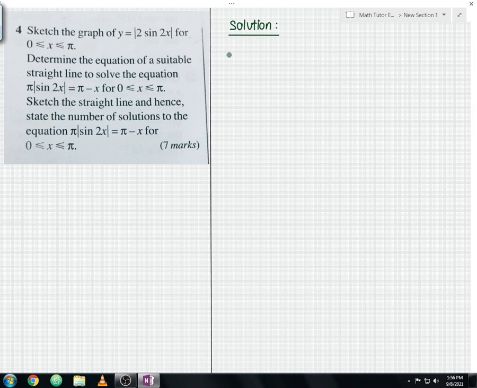Now I'll be discussing Form 5 Additional Mathematics Chapter 6 Trigonometric Functions Long Question Example 1.